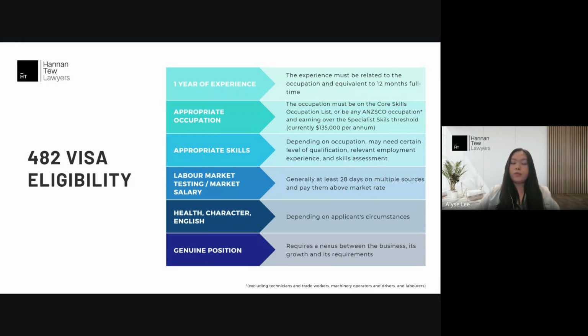English requirements would also need to be met. So all individuals must now meet the vocational level of English. Previously, the short-term stream could meet the vocational level, and the medium term was also meeting the vocational level.